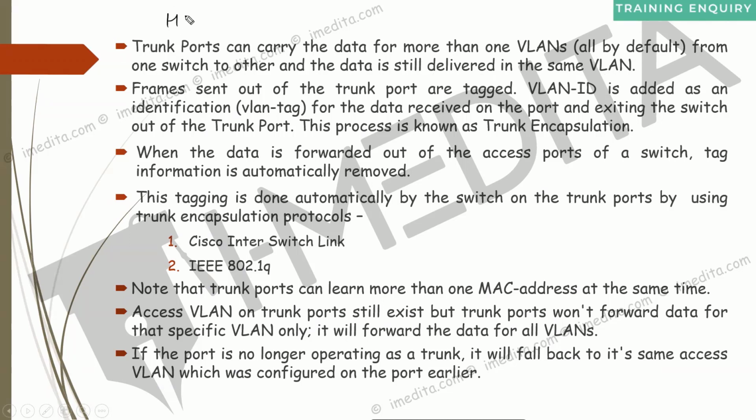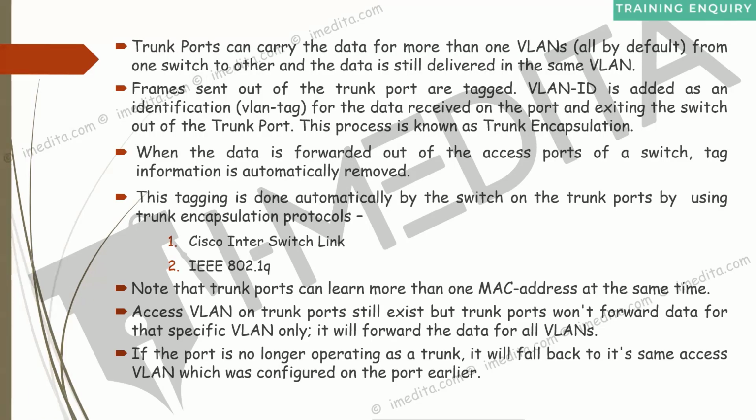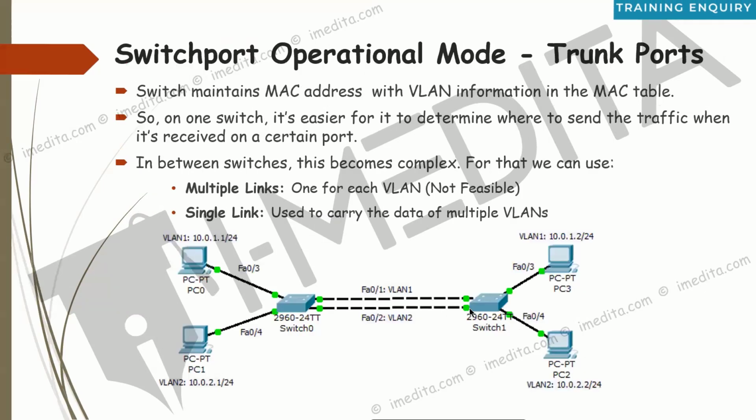How does that happen actually? How is the data that passes through the trunk link delivered in the same VLAN? That happens with the help of the concept of VLAN tagging. Whenever the data passes out of a trunk link, the data is going to be tagged. Remember that the data will always be tagged when the data passes via a trunk link. There are a few exceptions, but that is a different thing.